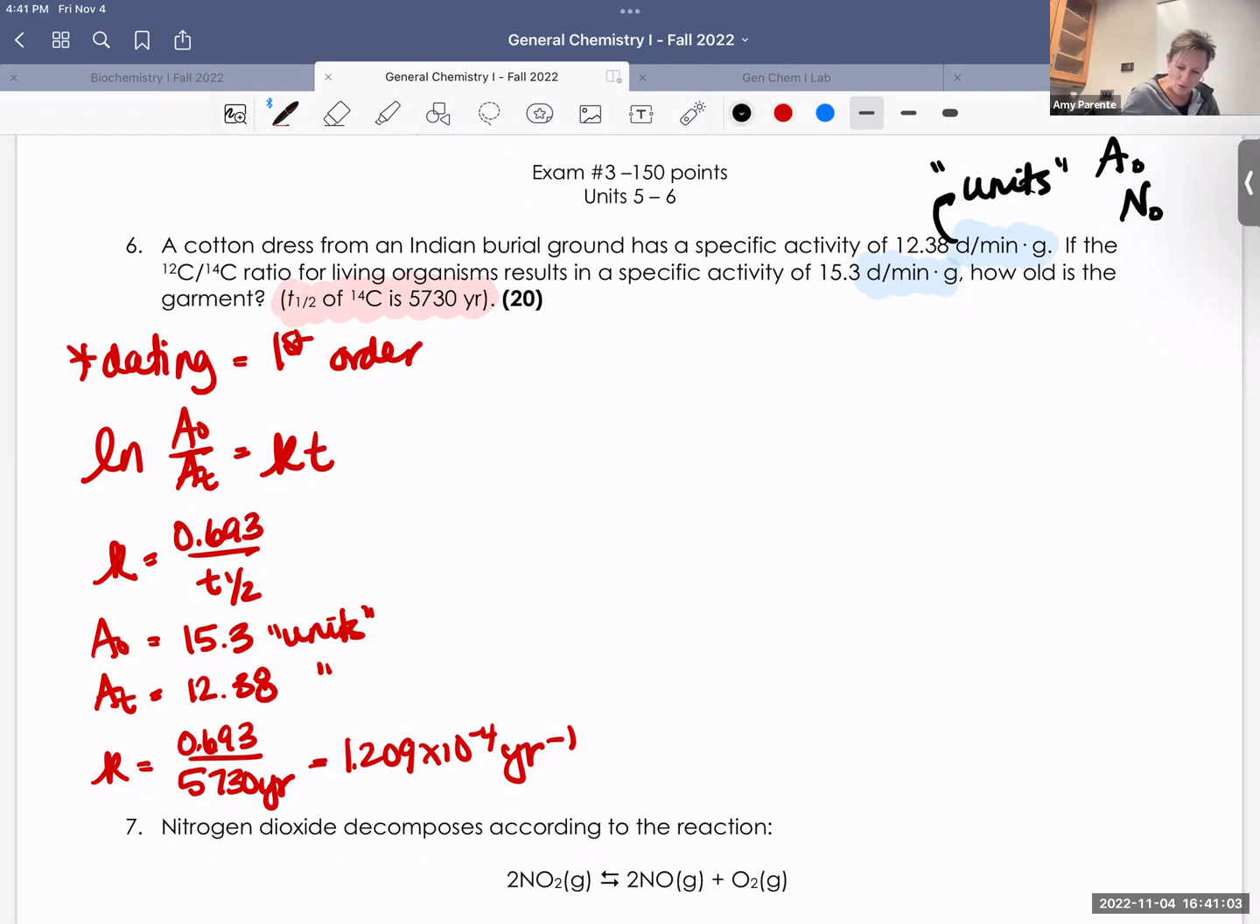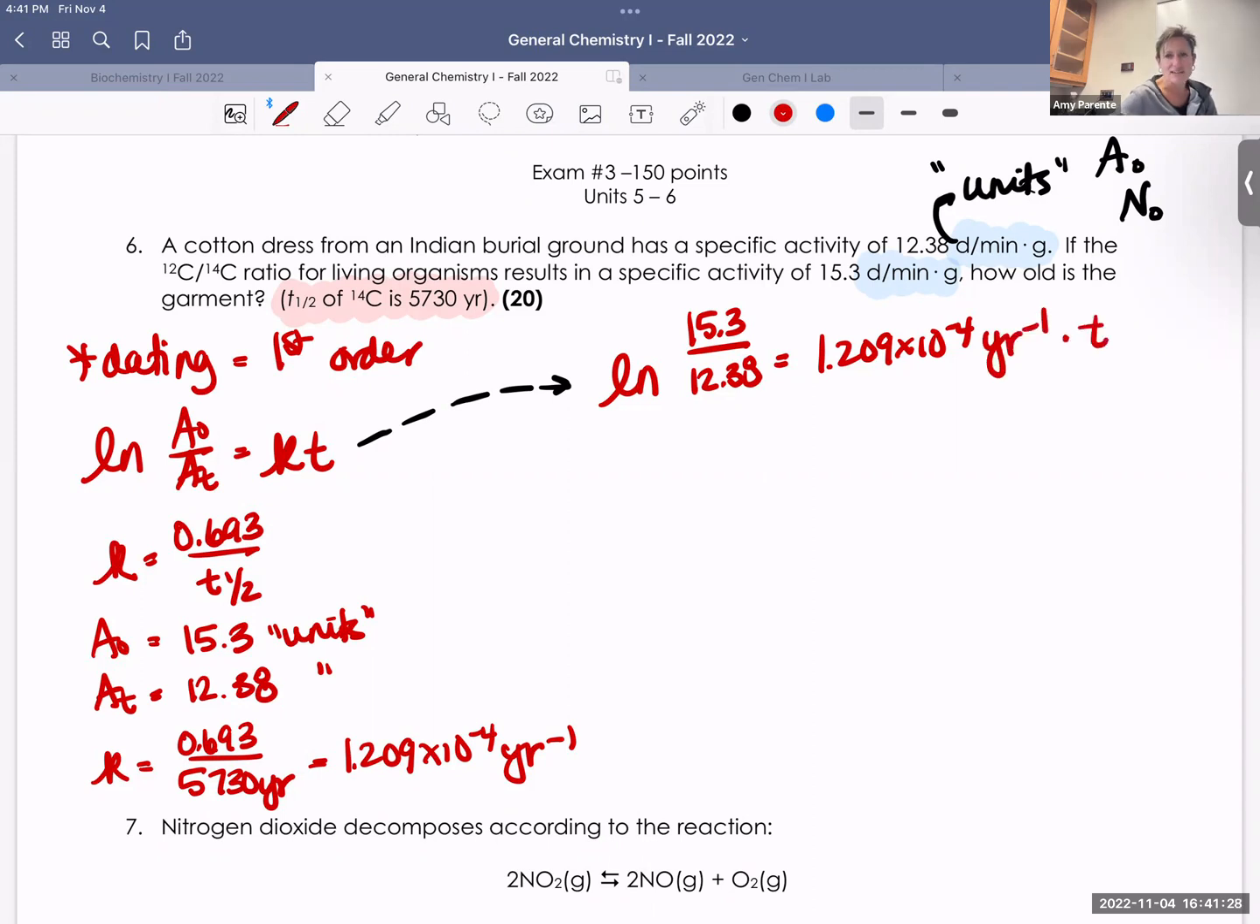So now we're going to take these pieces, put them in, and solve. ln of what we start with, 15.3 over 12.38, equals 1.209 times 10 to the minus 4th times t. Let me put in my units. So this is year to the minus 1 times t. And that's a reminder that my answer is going to have units of years.